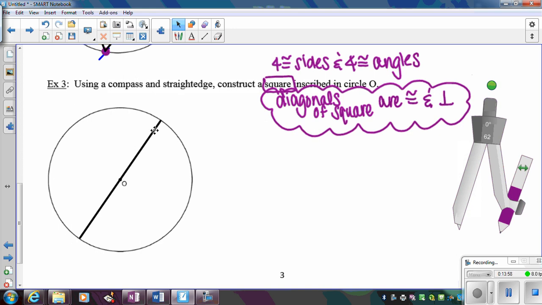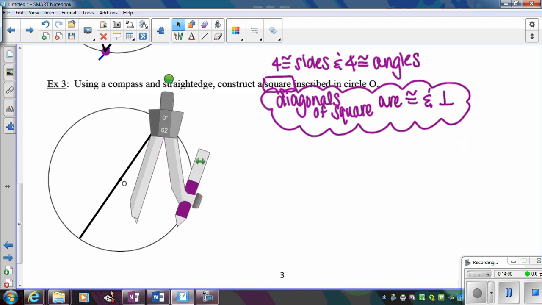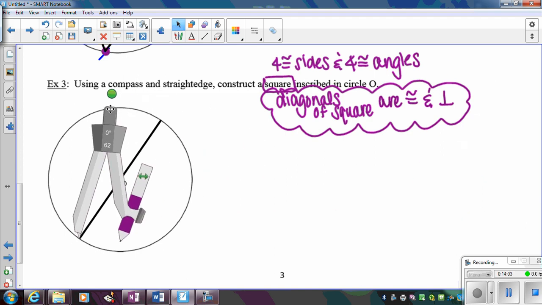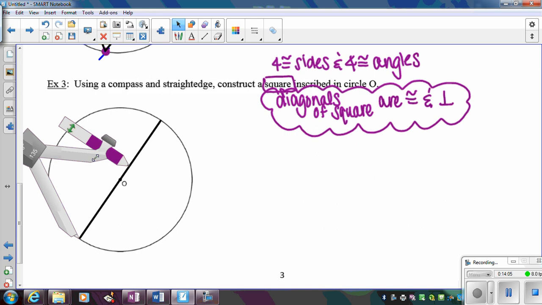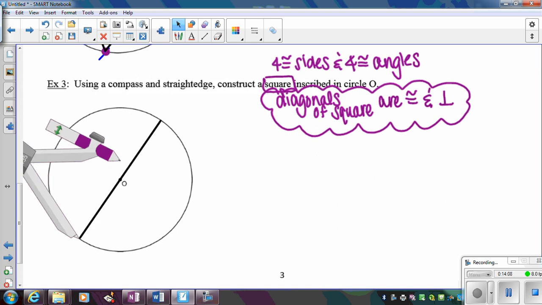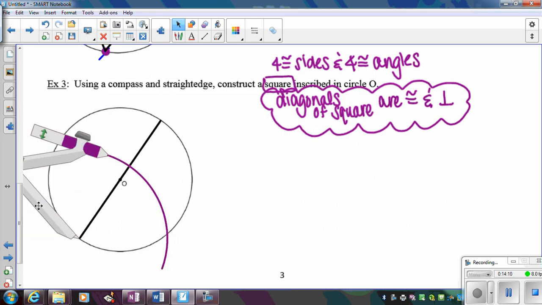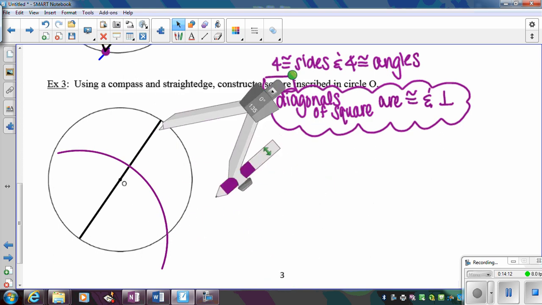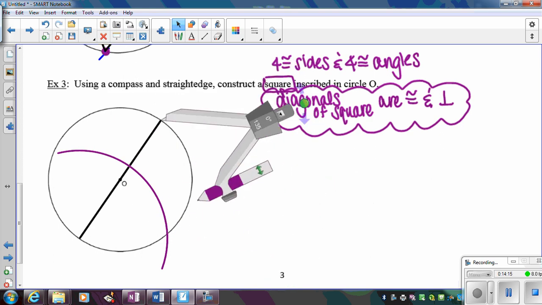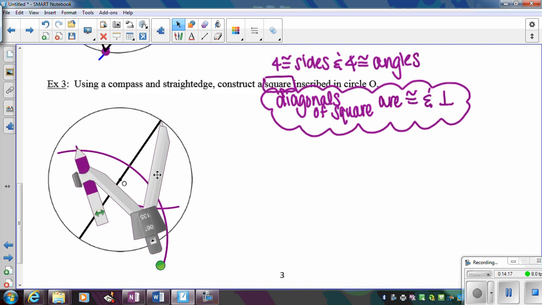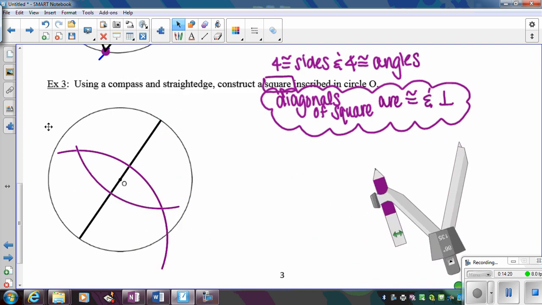So I draw in this diameter, and now I need to go perpendicular to this. What I'm going to do is the perpendicular bisector construction. So I'm going to take my compass and go more than halfway. Do the same thing over here. And now if I draw a diameter that goes through this, it's going to end up being equal to this diameter and perpendicular to that diameter, which means that I've created the diagonals of my square.